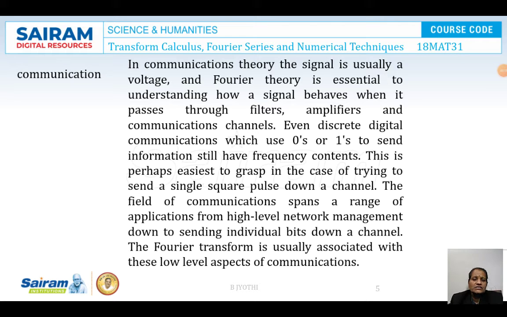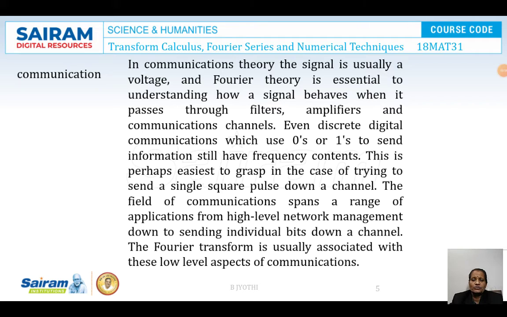Even discrete digital communications. Discrete digital means it is not the continuous one. It uses signals as zeros and ones in order to send the information, and these still have frequency content. This is perhaps easiest to grasp in the case of trying to send a square pulse down a channel. The field of communication spans a range of applications from high-level network management down to sending individual bits down a channel. And it is usually associated with low-level aspects of communication. This is all about communication.